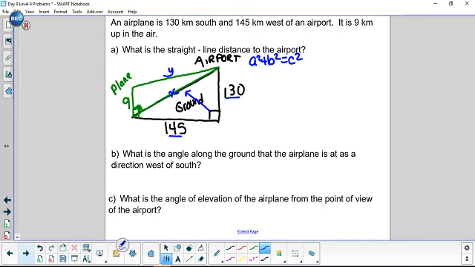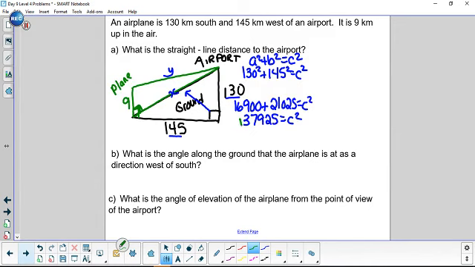So we have 130 squared plus 145 squared equals our c squared, or our x. 130 squared is 16,900, plus 145 squared is 21,025. We add those together, we get 37,925. And then we want to square root, so we get 194.7 equals our c, or in this case that was our x. So 194.7.